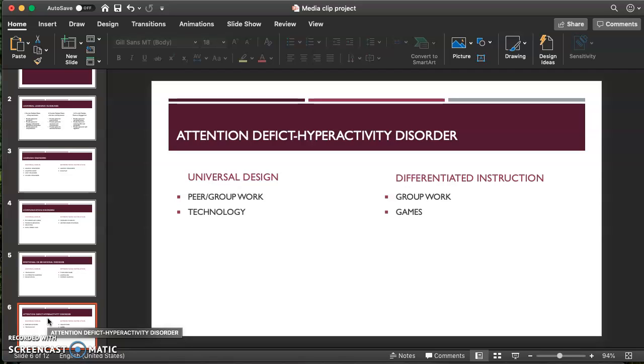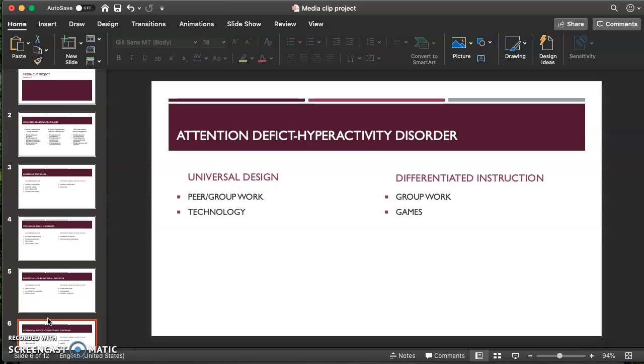Students with ADHD, universal design for them, for someone who has issues paying attention or maybe social skills issues and issues regulating their emotions. It would be good for them to work in peers, work in groups, and also use of technology and media assignments. And also differentiated instruction would be group work, of course, and also games, making assignments into games as well to keep their attention.